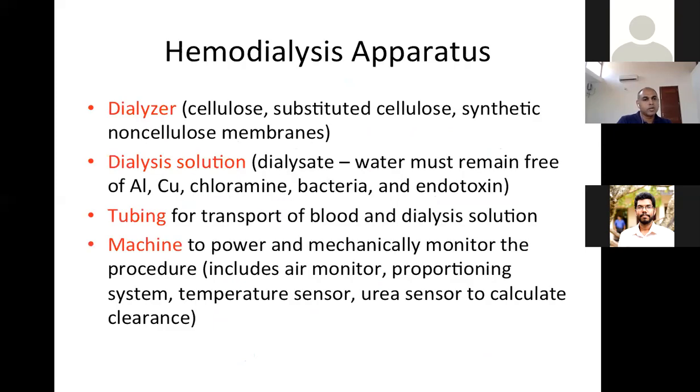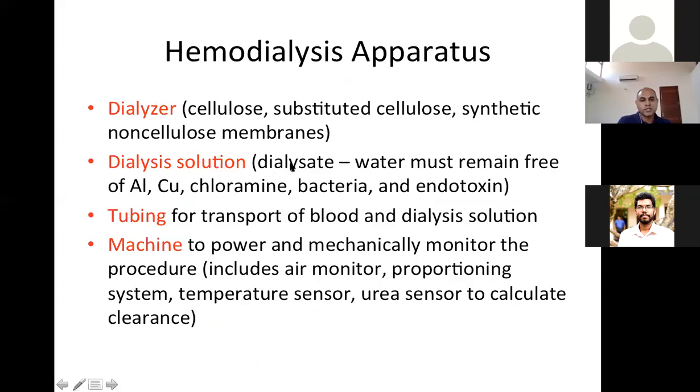So in hemodialysis, you have several components in the process. One thing you need is a dialyzer, which is called an artificial kidney. I will show you what it is. It consists of a semi-permeable membrane, which could be either cellulose, substituted cellulose, or synthetic non-cellulose membrane. In the early days we used cellulose membranes, but now we are using synthetic non-cellulose membranes.